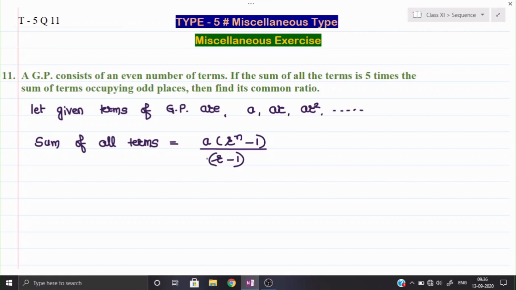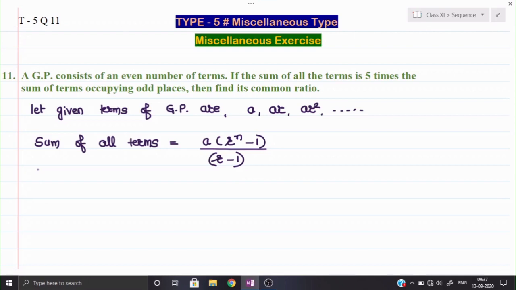Okay, so you can take the same one, or else you can take the second condition also, which is given for less than 1. So this is the sum of all terms of GP that is given to us. Now we shall find out the sum. First of all we shall identify the odd number of terms.